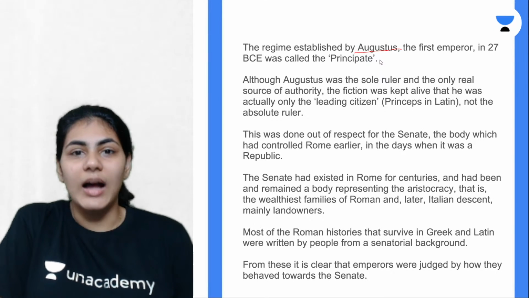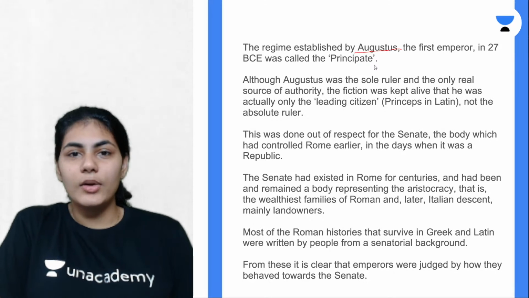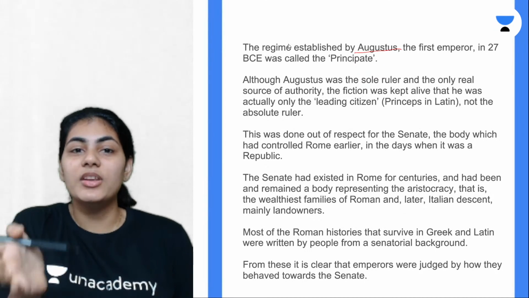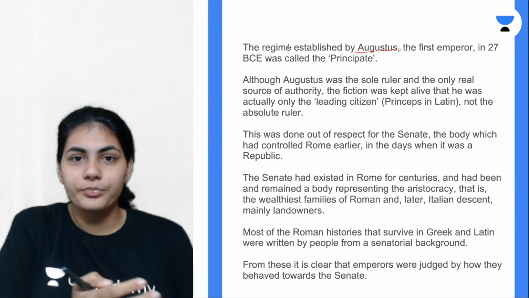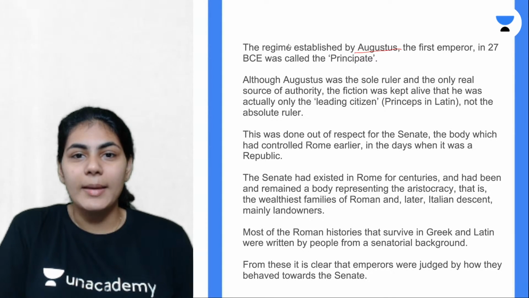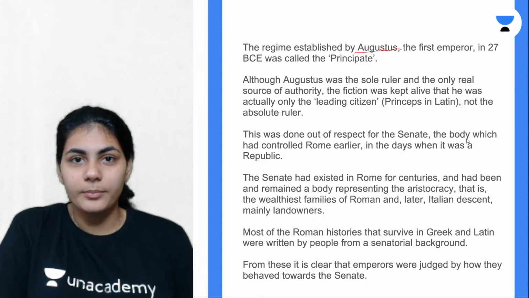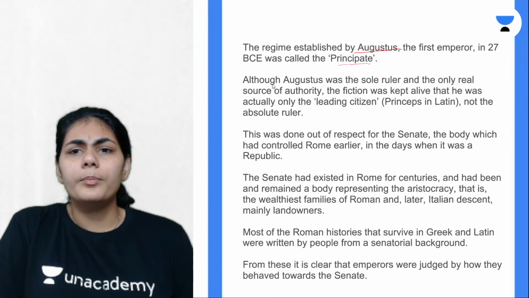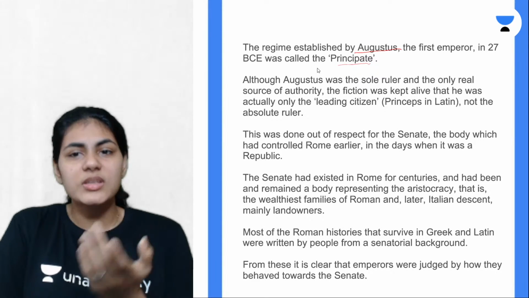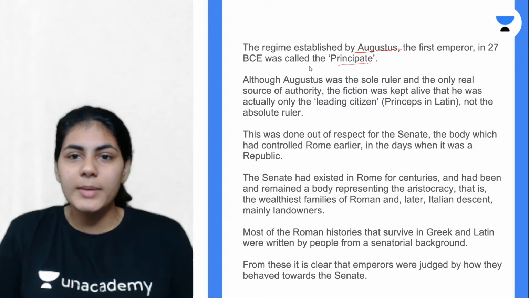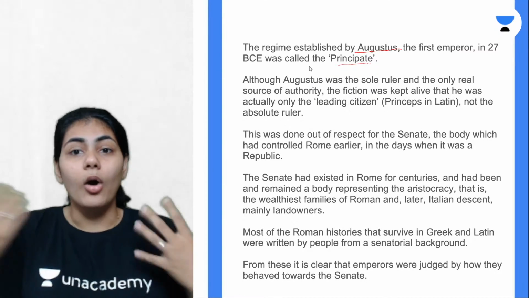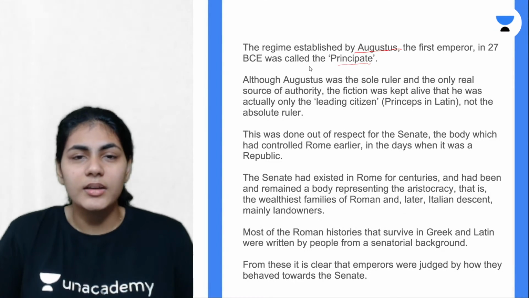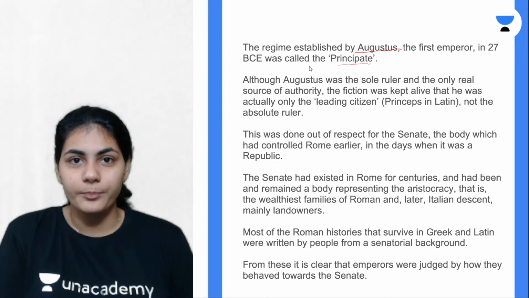Yeah, his name is Augustus, and he founded the Roman Empire in the year 27 BCE, which is 27 years before the birth of Christ, right? And he called that empire the Principate. Yeah, Principate, the spelling is here. Obviously he was the sole ruler, the only person in power, the monarch. All of the power was within him, whatever he says is the final word, the real source of authority.